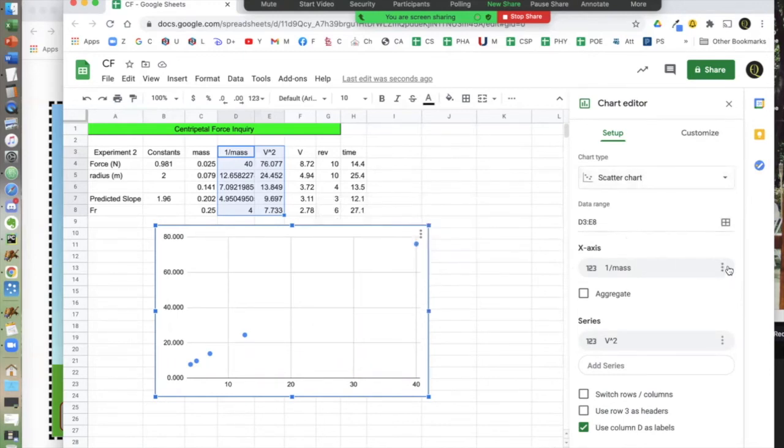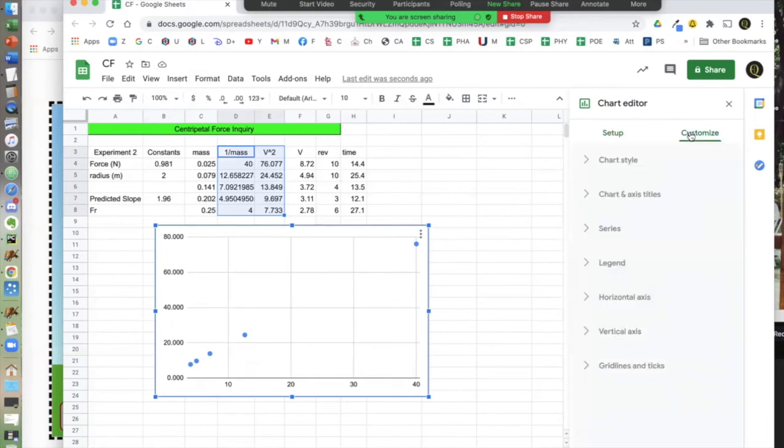Then in the drop down, you'll probably be able to choose the correct x-axis, and the series is your y-axis. Down here, it should say use column D as labels. Let's see if I unclick that, see it's going to be messed up. So use column D as labels. And it should be something like that on the setup part.